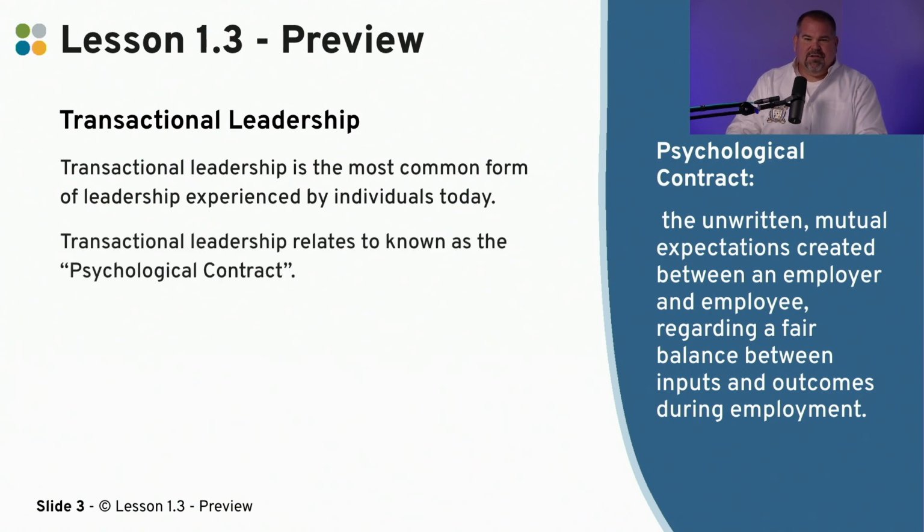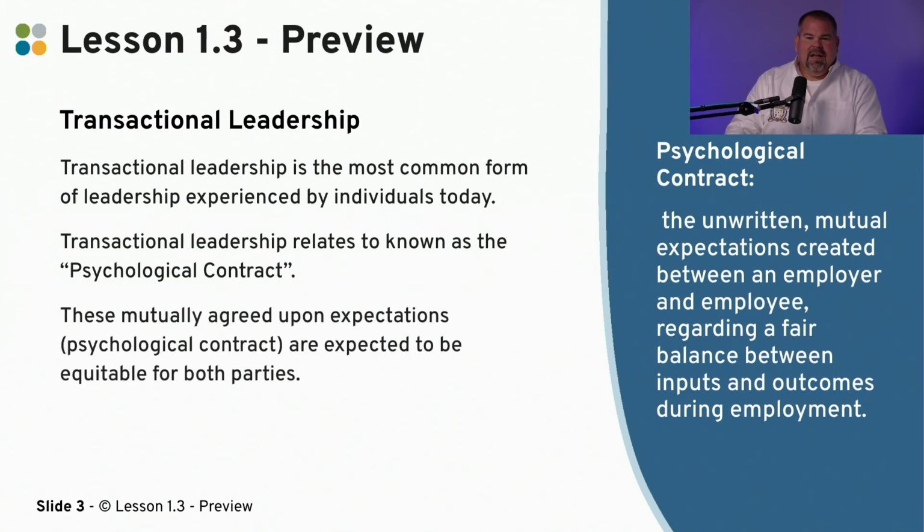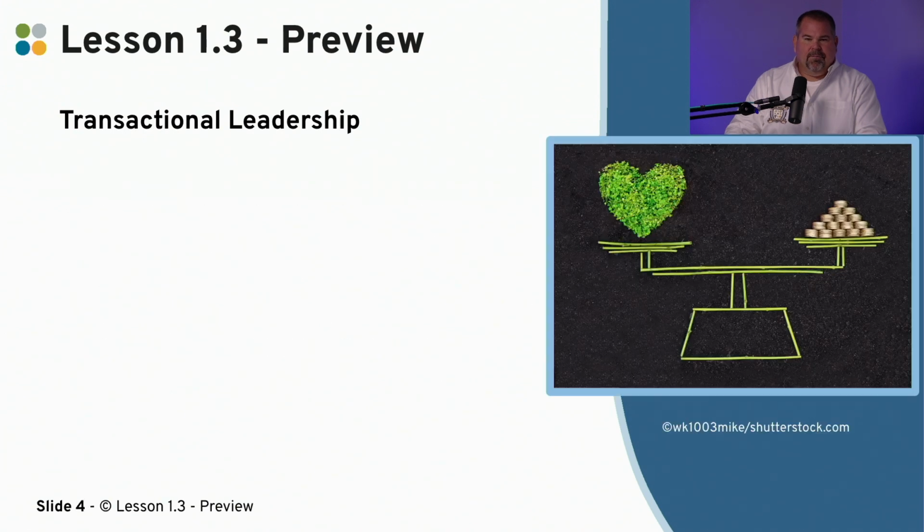Transactional leadership relates to a concept known as the psychological contract, which refers to the unwritten mutual expectations created between an employer and an employee regarding a fair balance between inputs and outcomes during employment. Individuals and organizations enter into an employment relationship with unwritten, mutually agreed upon expectations of one another. This psychological contract is expected to be equitable for both parties.